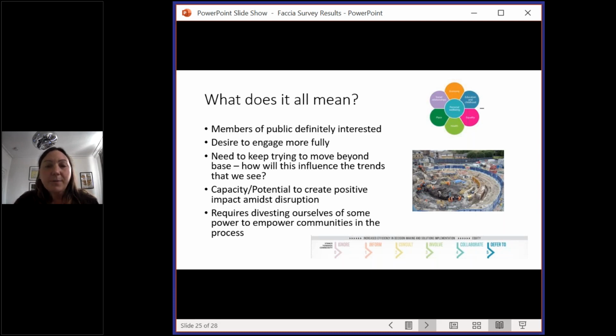We have the capacity or potential to create positive impact amidst disruption. So again, development, while I might love going to a site and exploring what's there, there is an impact on the local community, and we need to be mindful of that and think about how we can give back. And that requires, to a certain extent, divesting power from ourselves to help empower communities, to include them in the process, and hopefully bring them in as collaborators as much as is possible within the system that we work.